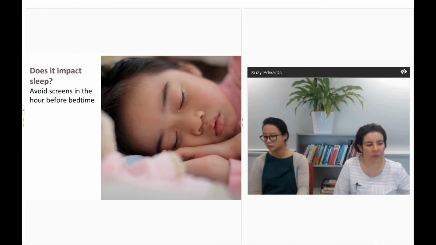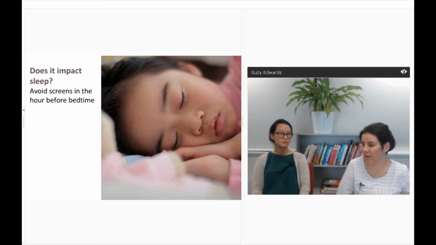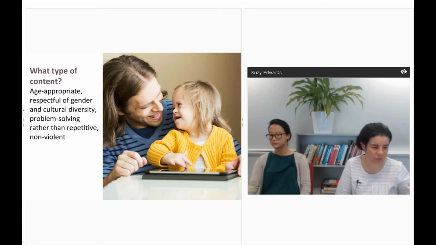On sleep, the research is fairly clear that screens can impact children's sleep, and it's best to try and avoid screens, particularly in the hour before bedtime in the evenings. And if you have children who are still at napping age, then you want to try and avoid screens. This is because the light in the screens can actually prevent the melatonin that helps children get to sleep.